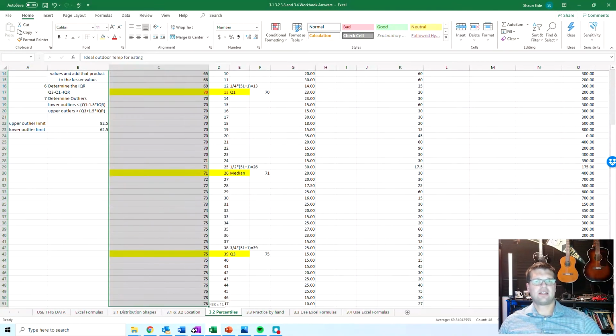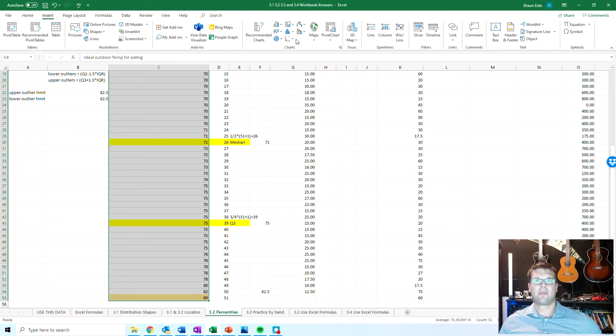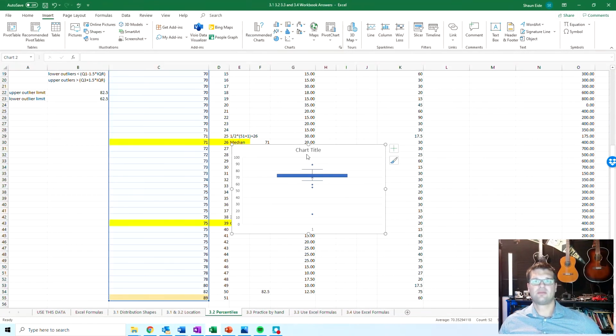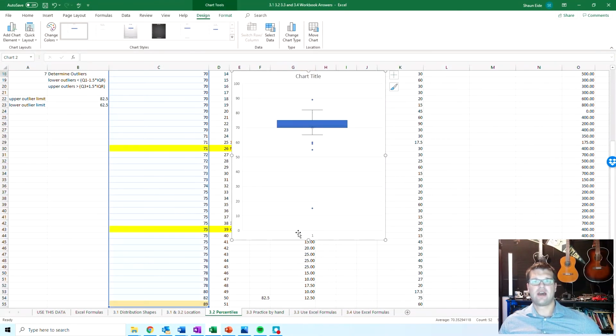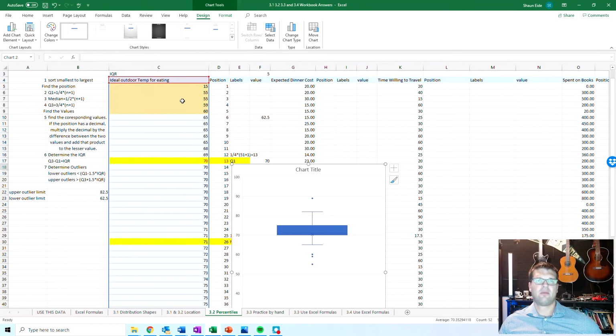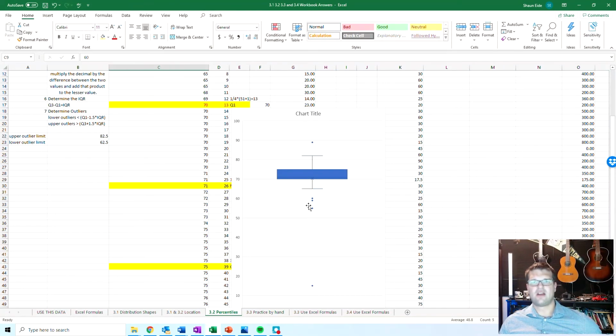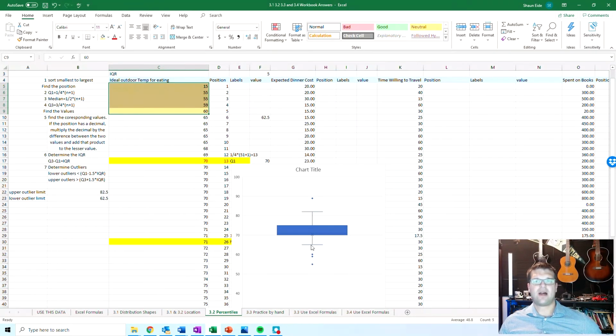I'm going to highlight this, and I'm going to make a box and whisker plot. Insert box and whisker. And you'll notice you've got all those outliers, and you're like, oh, I only see a few outliers down at the bottom, but I see 5 outliers right there, and I only see 4 outliers right there. Well, the reason why is because 55, the dot on 55 is there twice.